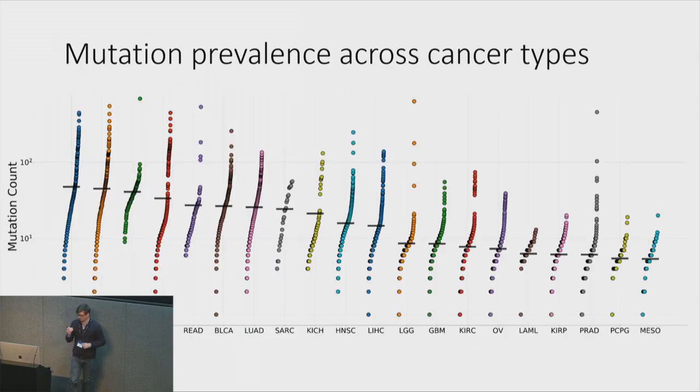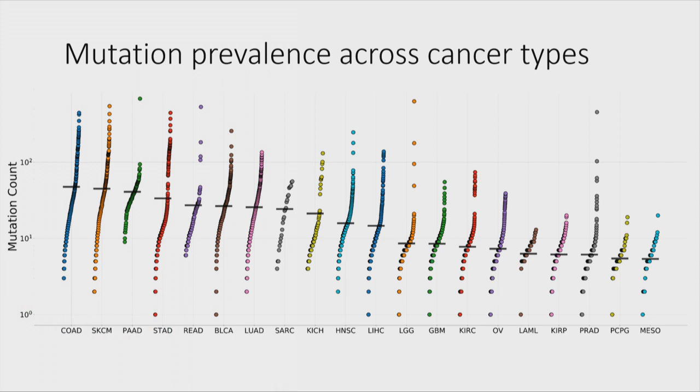So what does the data look like? It has a lot of interesting properties that make it difficult to work with. Along the x-axis here, I have the different cohorts for 20 different cancer types. So this one is colon cancer, for example. And the y-axis is the log mutation counts for each patient. So a circle here is the number of mutations that one patient has.